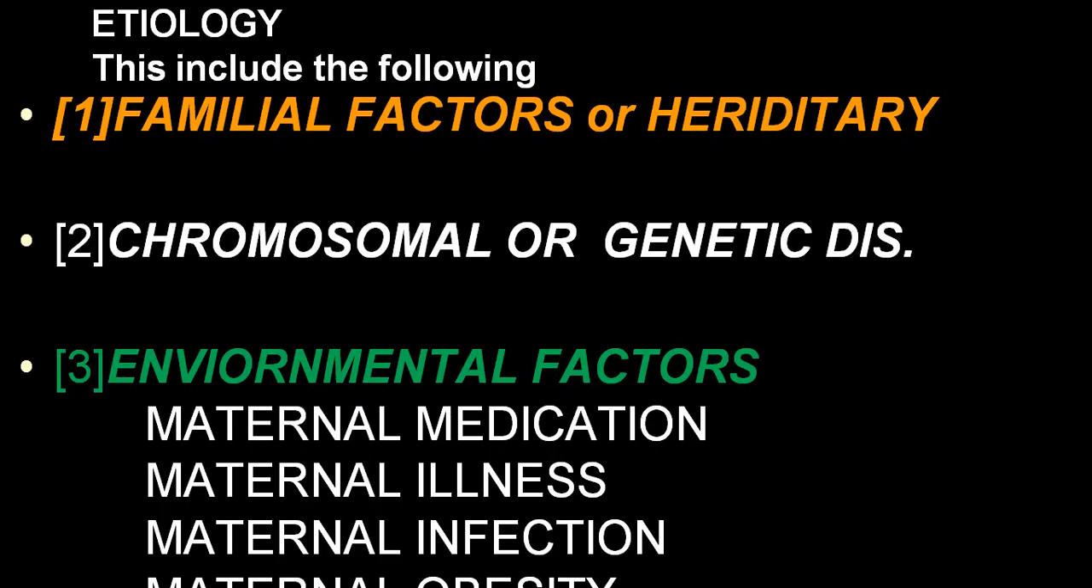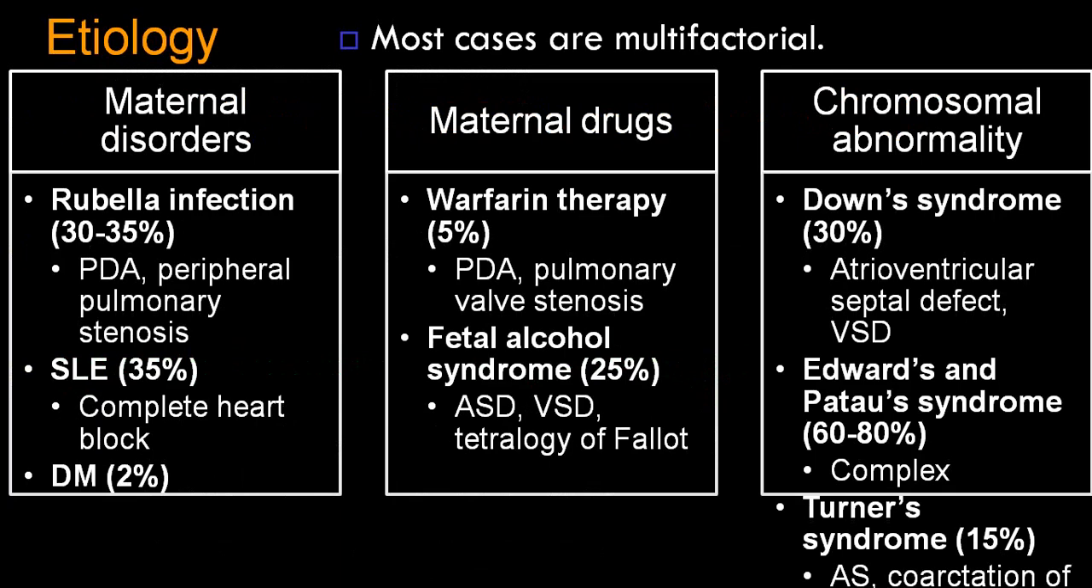These are all the different conditions we have already mentioned regarding a familial factor, chromosomal anomalies, and maternal factors, that is medication, illness, infection, even obesity. In a maternal factor: rubella, SLE, diabetes mellitus, particularly type 1, drugs like warfarin, fetal heart syndrome or fetal alcohol syndrome, from a female consuming alcohol even during pregnancy.